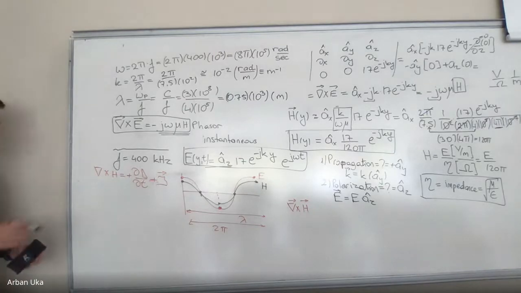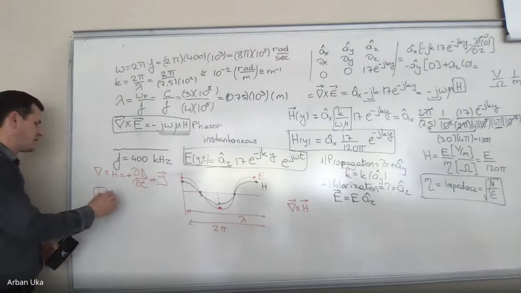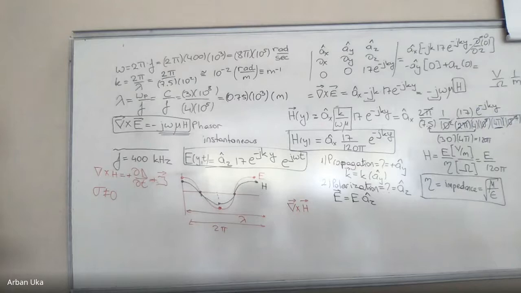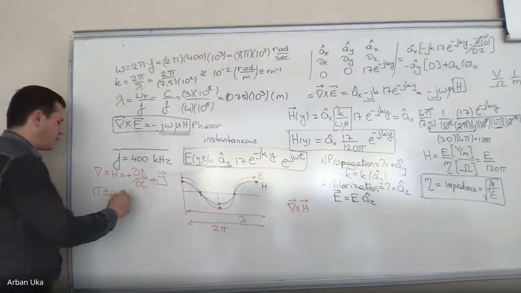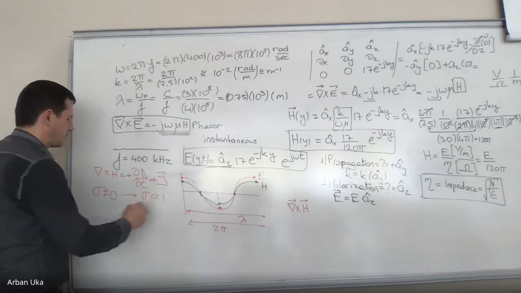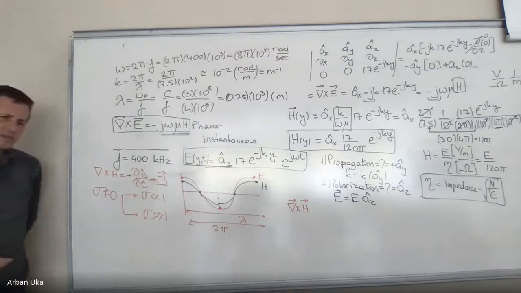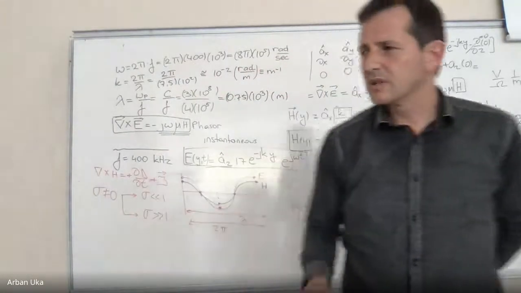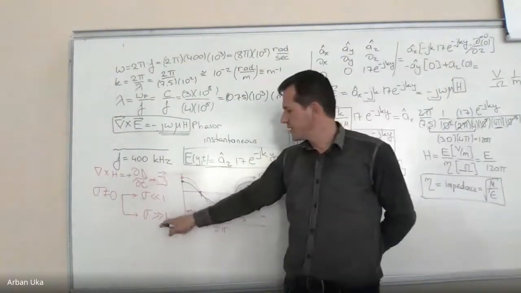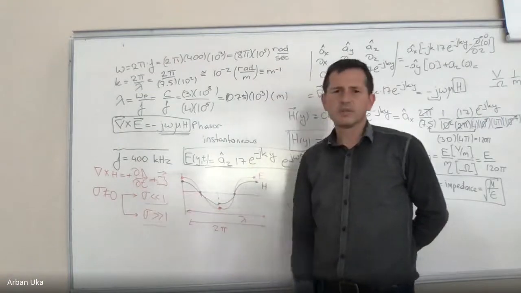So the trick is that whenever sigma is different from zero, we are going to have two conditions. One is when sigma is much smaller than one, almost negligible but not zero. That means it will simply simplify some of our expressions. But the other case is when we have a very good conductor. So this is a very good conductor, and this is a conductor, but a poor one.